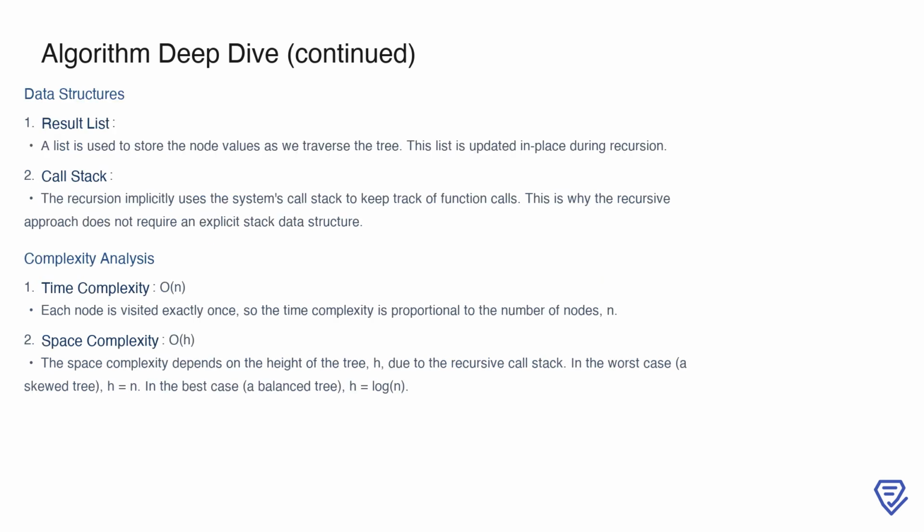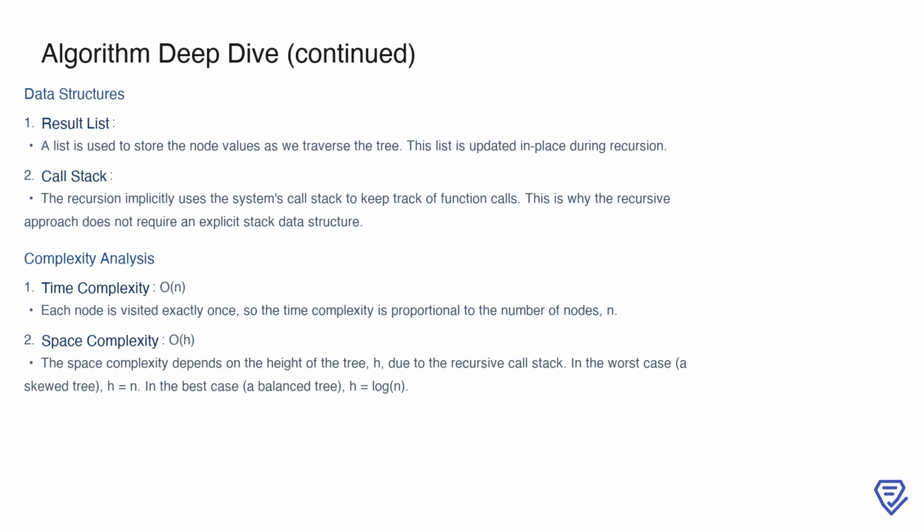Now let's discuss the data structures and complexity involved in this algorithm. The result list is central to the traversal, as it stores the values of nodes in the correct order. This list is updated in place during the recursive calls, which means no additional data structure is needed for the output. Another key component is the call stack, which the recursion implicitly uses to keep track of function calls. This eliminates the need for an explicit stack structure, as the system manages it for us.